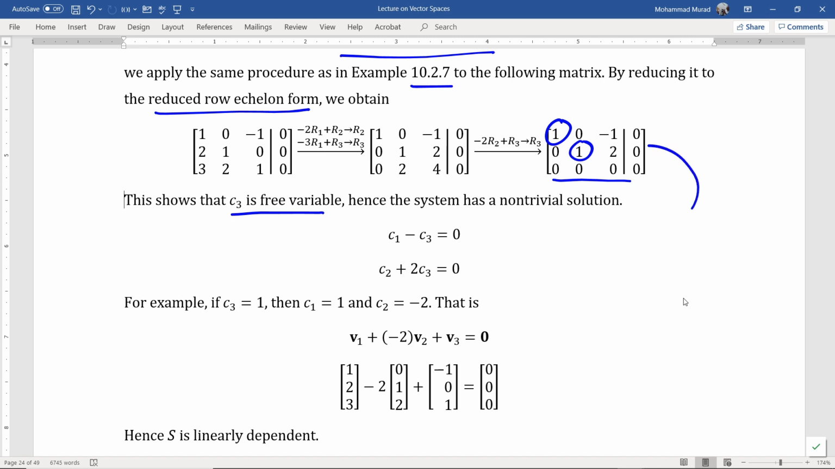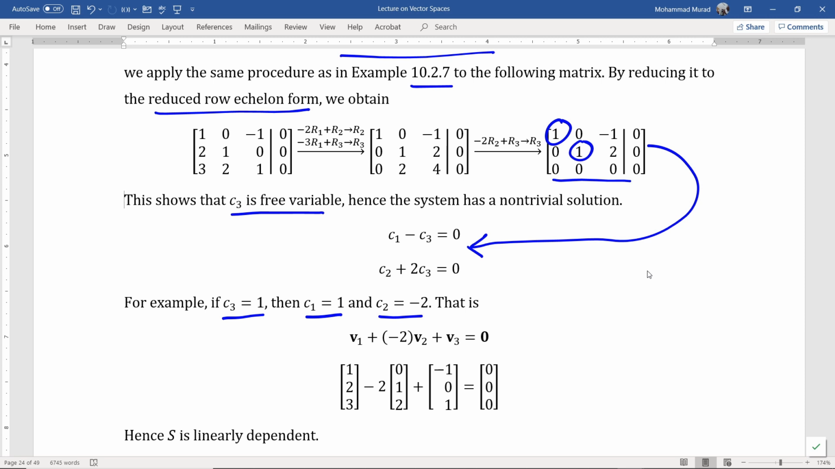The reduced row echelon form of the augmented matrix takes this equation form. The first row gives C sub 1 minus C sub 3 equals 0, and the second row gives C sub 2 plus 2 C sub 3 equals 0. Since C sub 3 is free, we can assign it any real number. For example, we take C sub 3 equal to 1. Then C sub 1 becomes 1 and C sub 2 becomes negative 2.